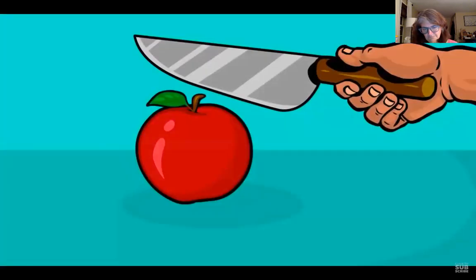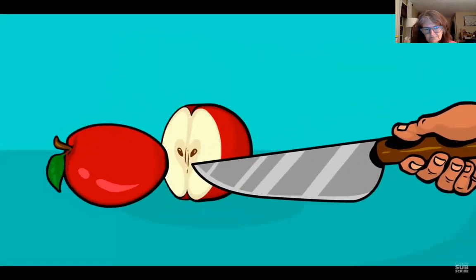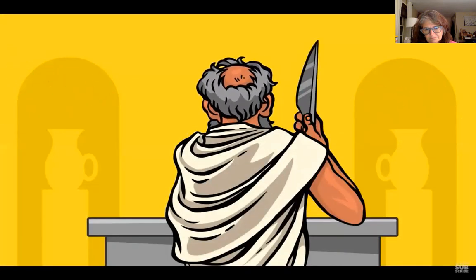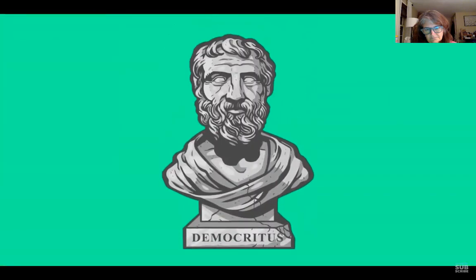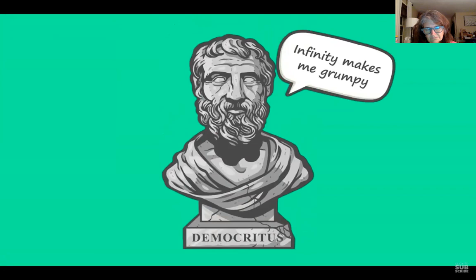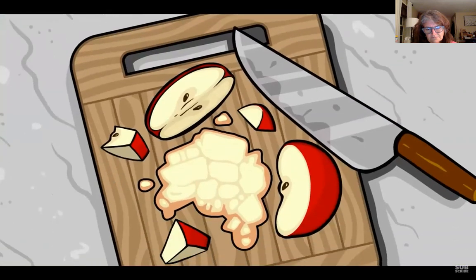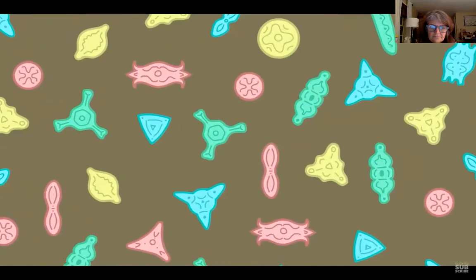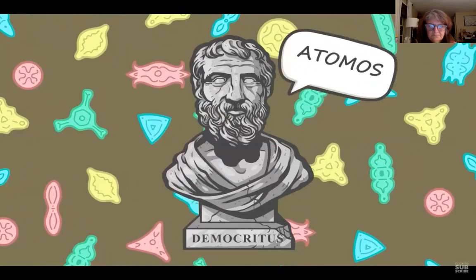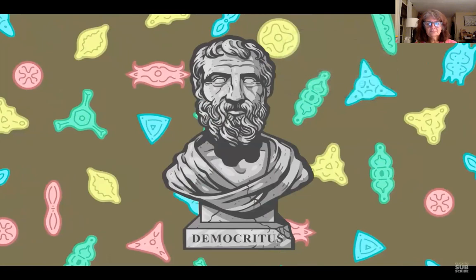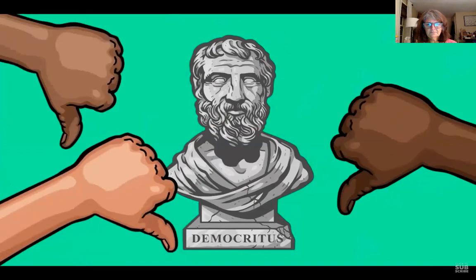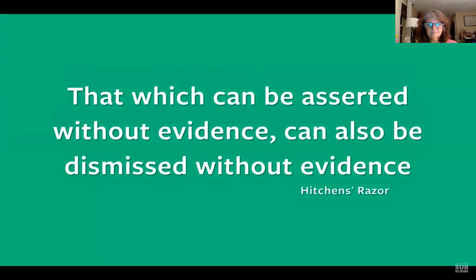In his day, it was thought by some that if you were to chop up a piece of matter, an apple for instance, you could just keep on chopping forever and ever. There was no end to smallness. For reasons not fully agreed upon by historians, this concept did not sit well with Democritus. Instead, he insisted that at some point, you would reach particles so small and so indestructible they could not be divided any further. He called them atomos, or atoms, which means uncuttable. Now, Democritus didn't actually have any evidence to back up his claim, and because of that, many people simply rejected it. After all, that which can be asserted without evidence can also be dismissed without evidence.